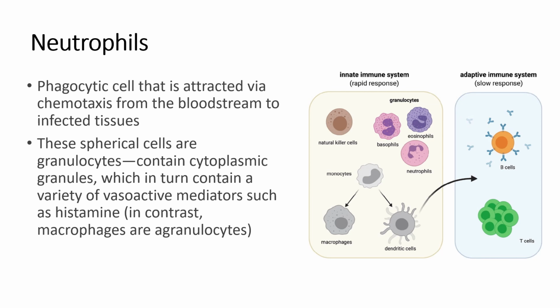These somewhat spherical or round cells are granulocytes, meaning that they contain these little cytoplasmic granules, which in turn contain a variety of what we call vasoactive mediators. So things like histamine, if you think of like if you get a bug bite, the blood goes to that region, it swells, it gets red, it gets itchy, right? In contrast, macrophages, the other type of phagocytes, they're agranulocytes. They don't have the granules in their cytoplasm.